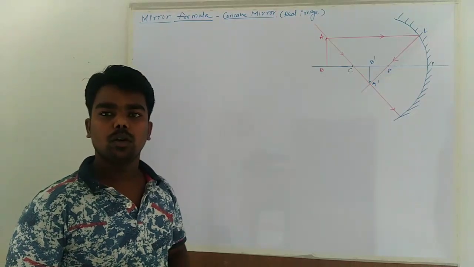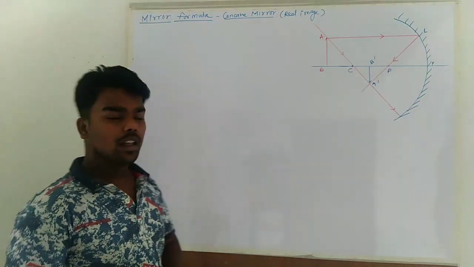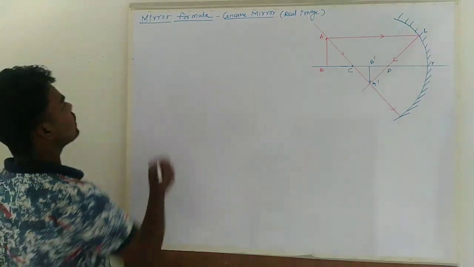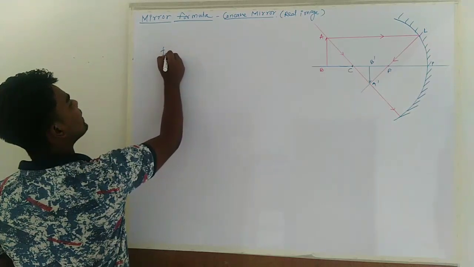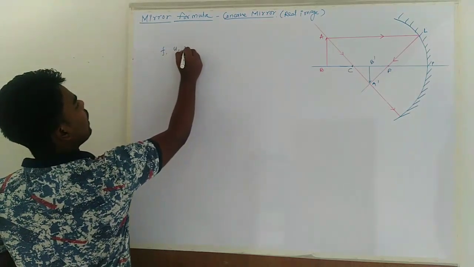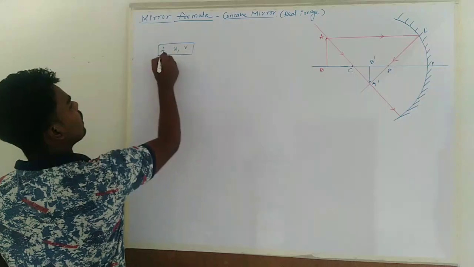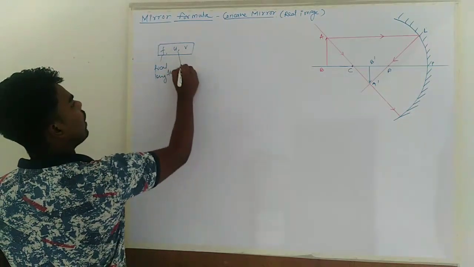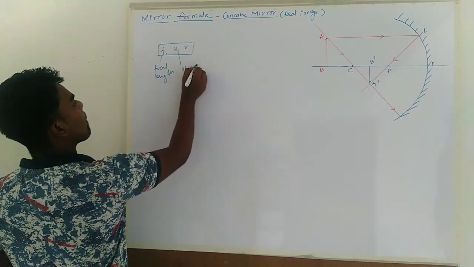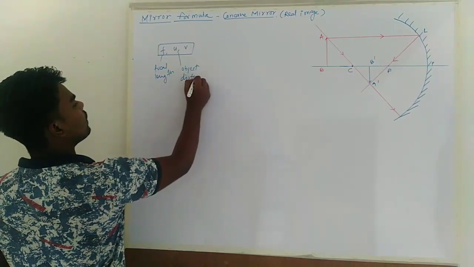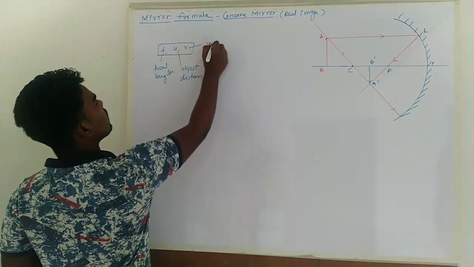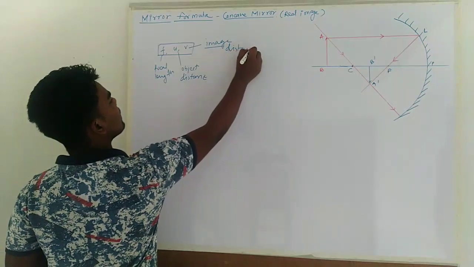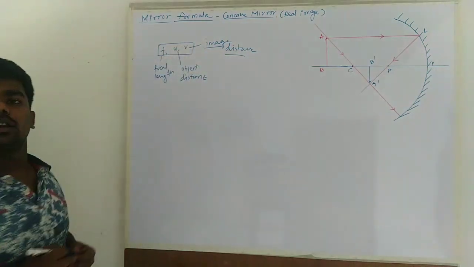What is mirror formula? Mirror formula is basically the relation between three distances. What are those distances? The focal length of the mirror, the object distance, and the last one is the image distance. So the relation between all these three things is called the mirror formula.